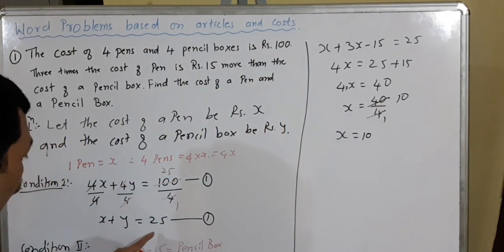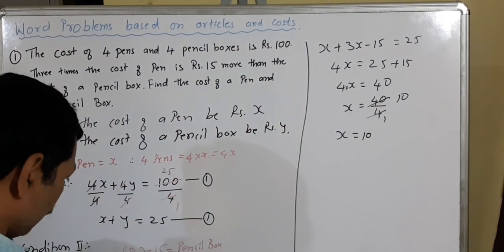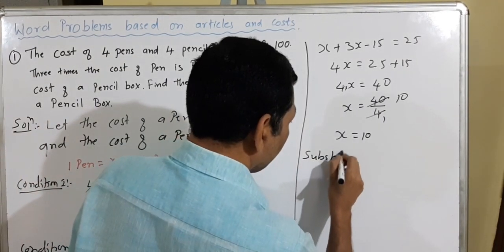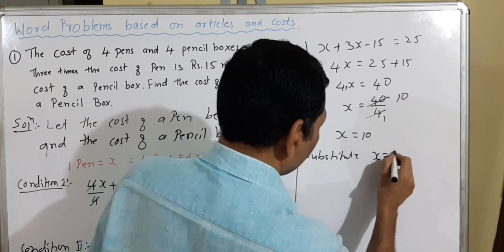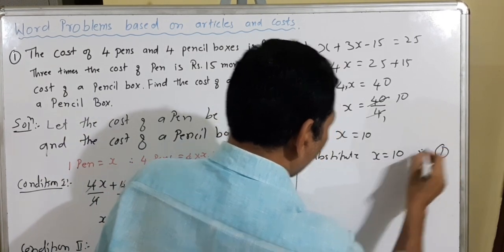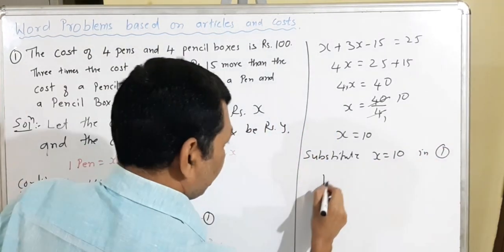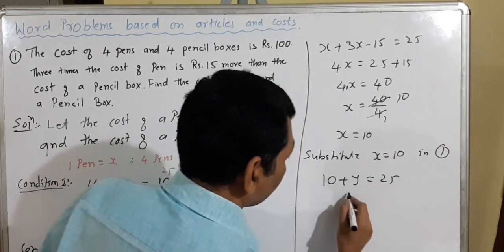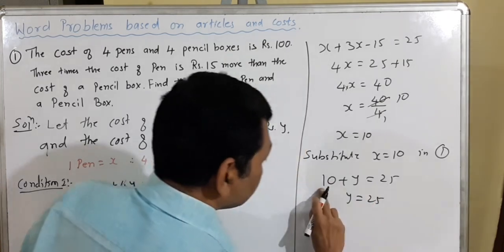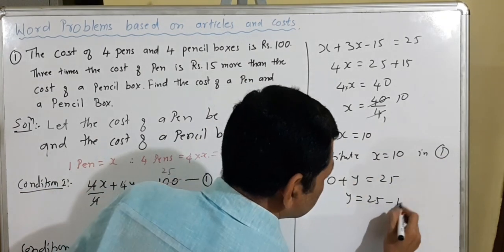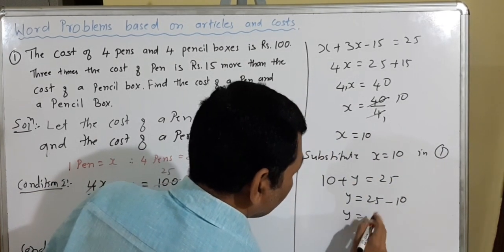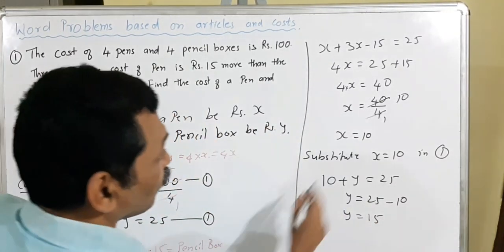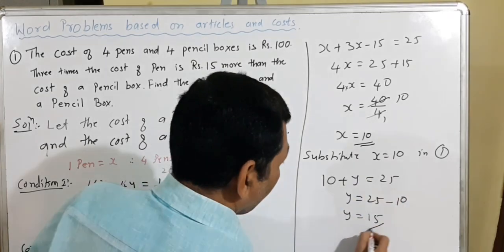Now substitute the value of X equal to 10 in either 1 or 2. So I'll substitute in 1. Substitute X is equal to 10 in 1. What will we get? 10 plus Y equal to 25. Therefore Y equal to 25, and this plus 10 goes to the other side as minus 10, and therefore Y equal to 25 minus 10 is 15. And therefore we got X is equal to 10, Y equal to 15.